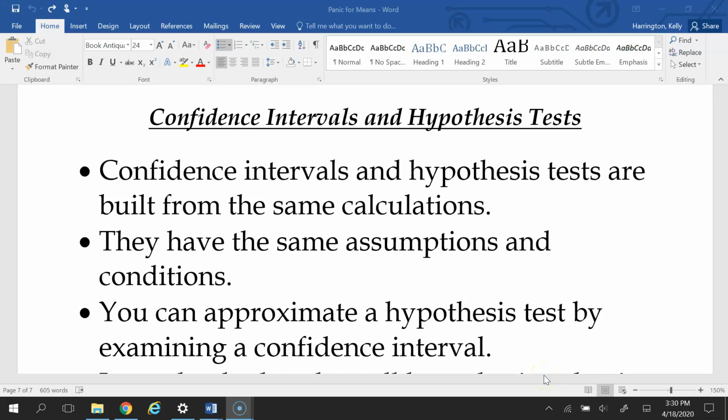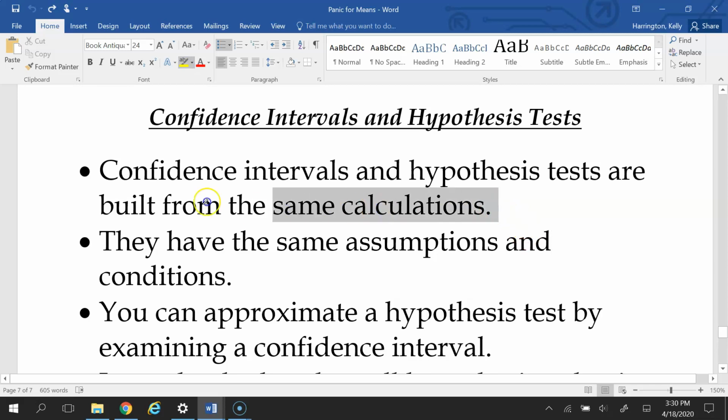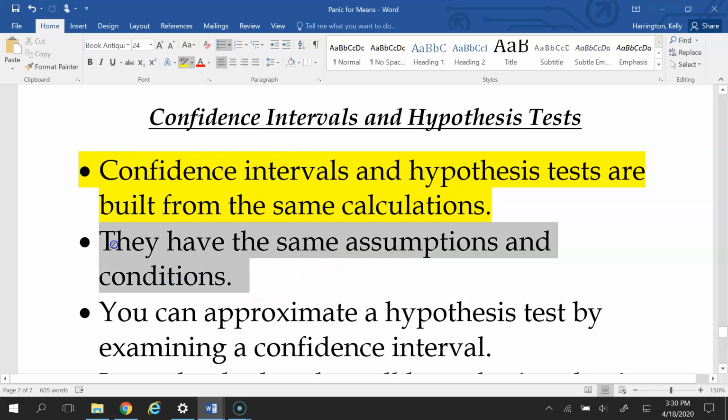Okay, so this last video is just going to talk about relating confidence intervals to hypothesis tests. The first thing we're going to talk about is that confidence intervals and hypothesis tests are built from the same calculations. That's important to know. They're built from the same calculations. And also, notice that they have the same assumptions and the same conditions.